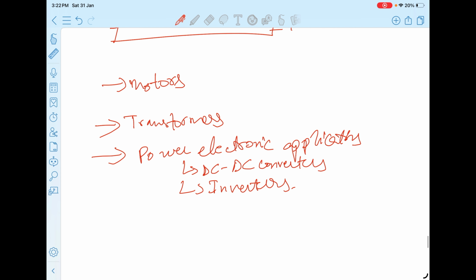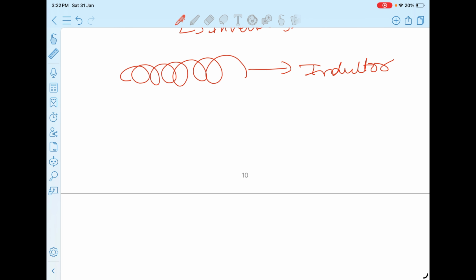Before that, what is an inductor? An inductor is a simple electrical coil, meaning a conductor which is turned into a coil is called an inductor. This is an inductor. So a current carrying conductor, if it is turned into a number of turns, will become an inductor. Let us understand the behavior of the inductor.